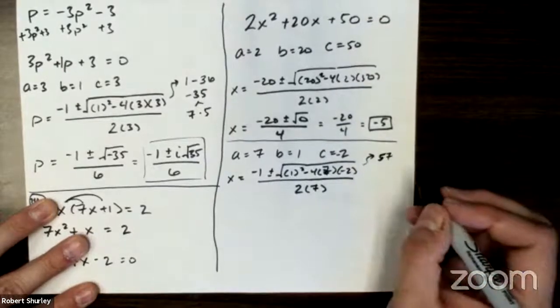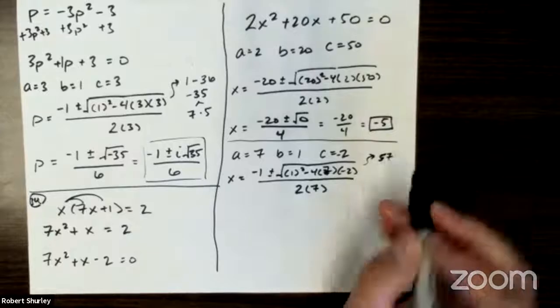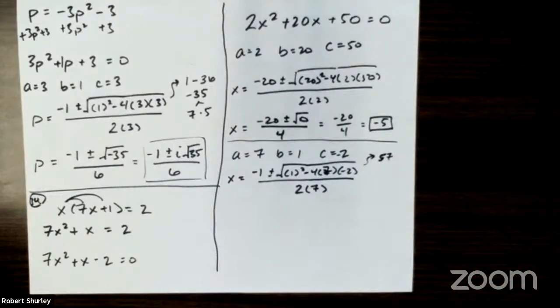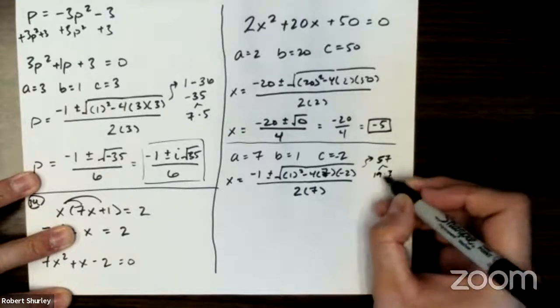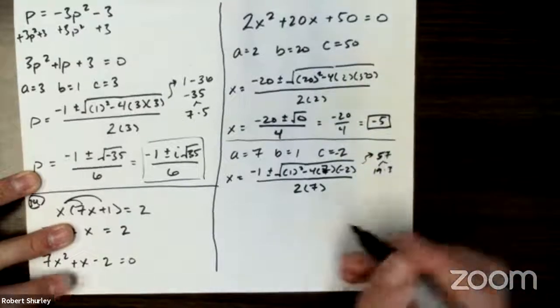I don't think 57 simplifies. Is 57... well, it's divisible by 3. Let's divide it by 3. It's 19 times 3, and both those are prime. They don't pair up, so I know I can't simplify the 57.